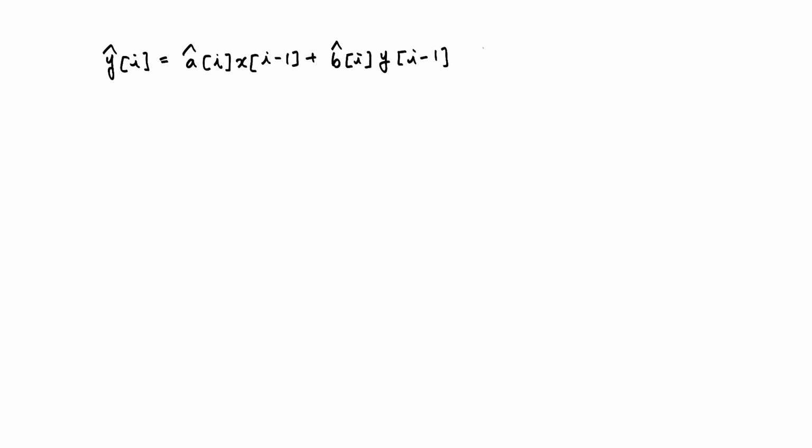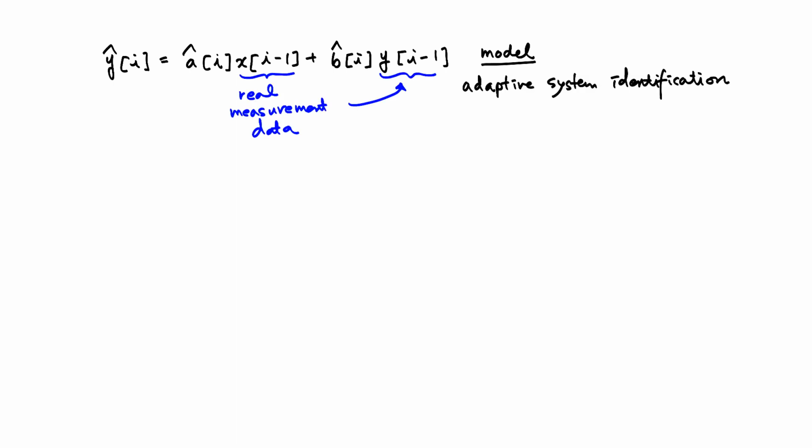This is the model that we want to use for adaptive system identification. We're going to use adaptive filter, LMS, for this. These are measurement data. And y of i is also measurement data. And unlike these values, the values with this hat sign are estimated or computed values.